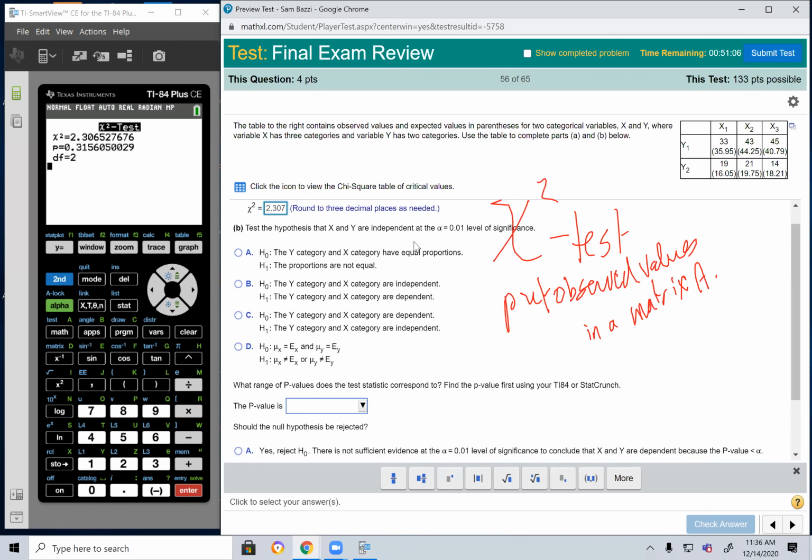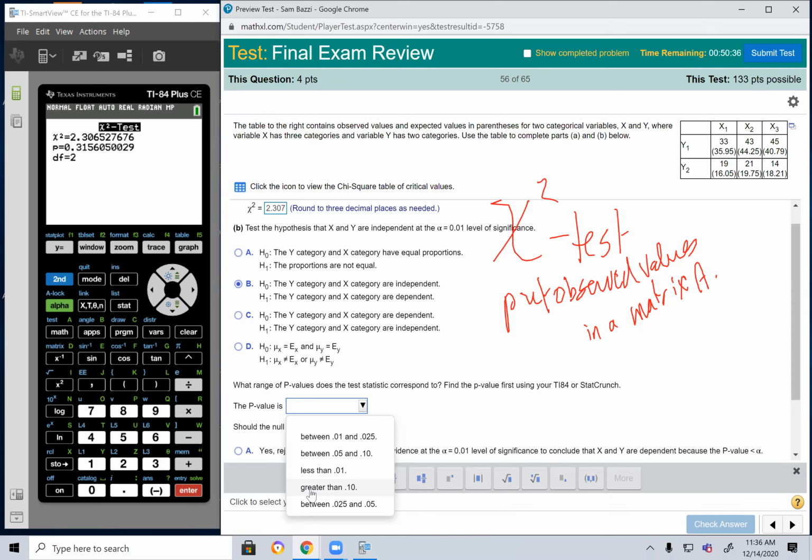Test the hypothesis that X and Y are independent. Remember, in this section, the null hypothesis is the variables are independent. The alternative, the variables are dependent. So let's see which one it's gonna be. There you go. Independent, dependent. What's the p-value? The p-value was 0.3156, which is actually greater than 0.10.